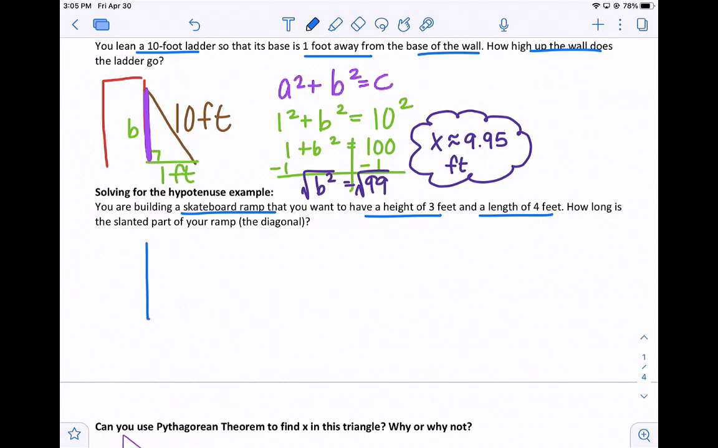of your ramp. Okay, so here's our ramp. The height is 3 feet. The length of, and I guess I should have specified in this problem, the horizontal length is 4 feet.